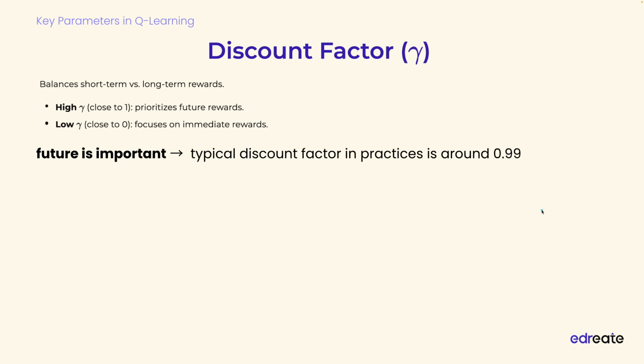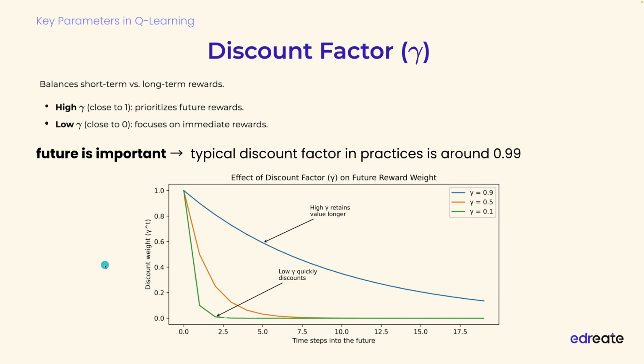Now let's talk about discount factor. Since we have talked about it a lot, I will keep it brief here. This balances out short-term versus long-term rewards, or how much we weigh long-term rewards. Typically, in practice, the discount factor is 0.99. This makes sense as we saw from the example of the lunar lander. Future rewards are quite important. And you can see from this simple visualization here, high gamma means you include the future steps. The higher the gamma, the more into the future you are looking.